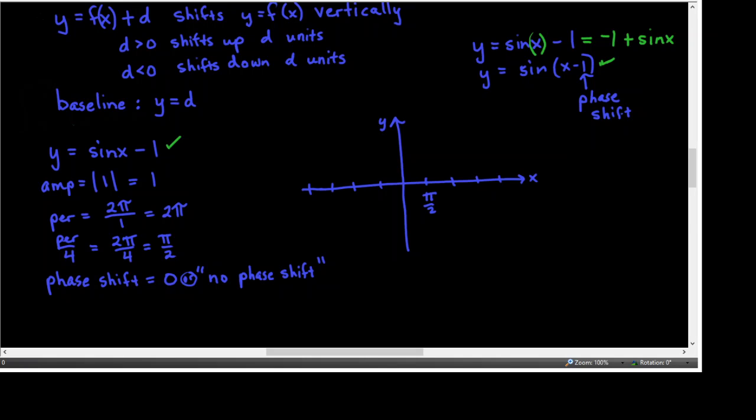Now the baseline is going to be y equals d. d in this problem is -1. Remember, this is defined up here as f of x plus d. And so -1 is the same thing as plus -1. And so y equals -1 is our baseline.